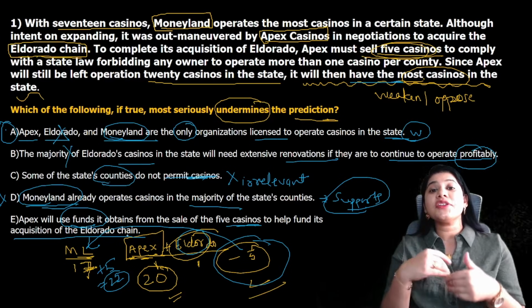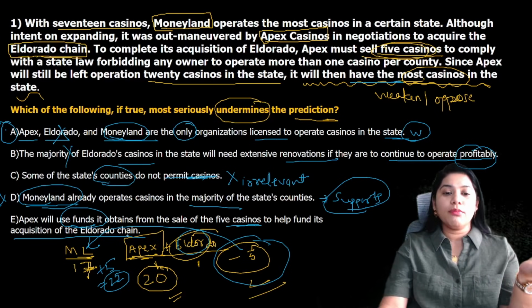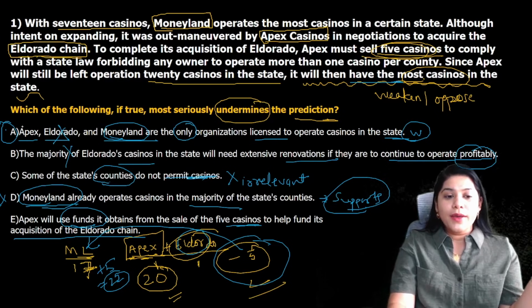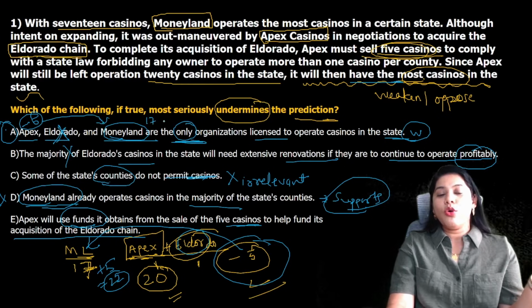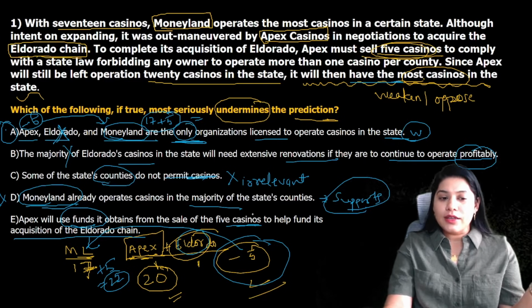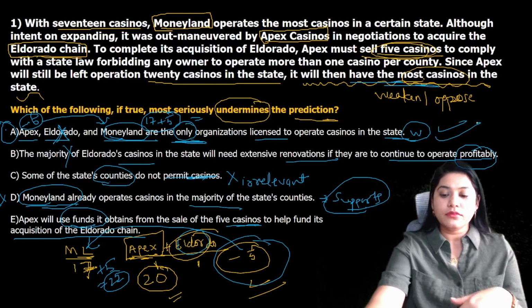Of course, option A doesn't directly tell us that Moneyland, but if Moneyland is the only operational casino, Apex is trying to sell five, Eldorado is being acquired. If it is the only option, only Moneyland can buy. Moneyland already has 17, or if it can buy five, then only is it possible to find someone else. Otherwise, with the rest of the options, it's not possible to weaken this argument, is it? So, hence, option A is the correct answer.